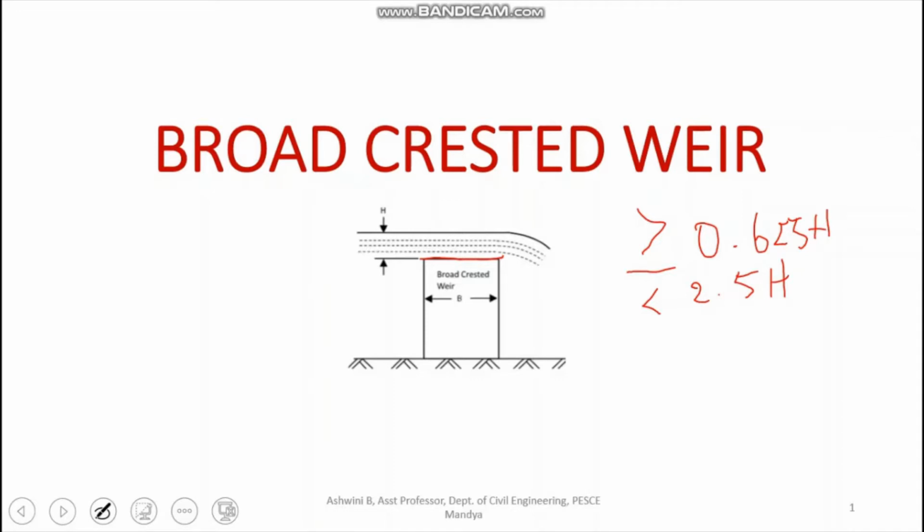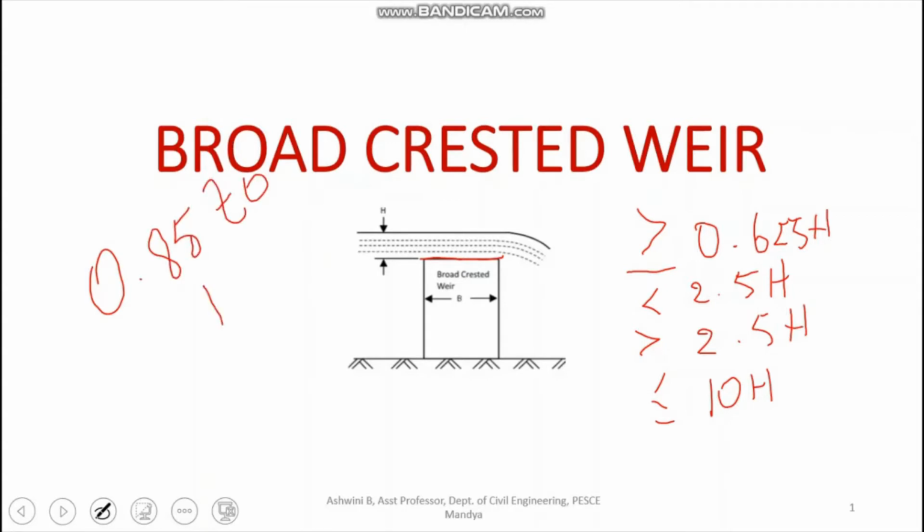And suppose the width of the weir is greater than 2.5 h and less than or equal to 10 times h, it is called a broad-crested weir. There are two types of broad-crested weir, namely a broad-crested weir with a sharp corner at the upstream end and a broad-crested weir with a round corner at the upstream end. The CD value of a broad-crested weir varies from 0.85 to 1.